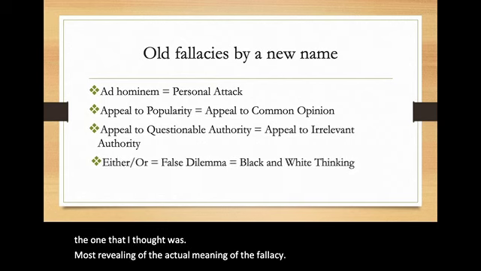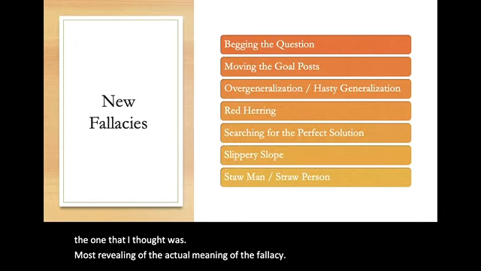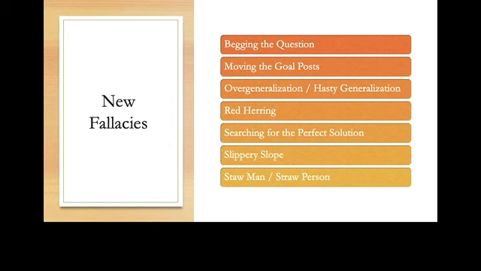And next we have yet another name for black and white thinking. They call it either or. This is the same as false dilemma, making it seem like there's only two choices, and black and white thinking, which I think you all really understand by now. So those are ones we already knew, okay?